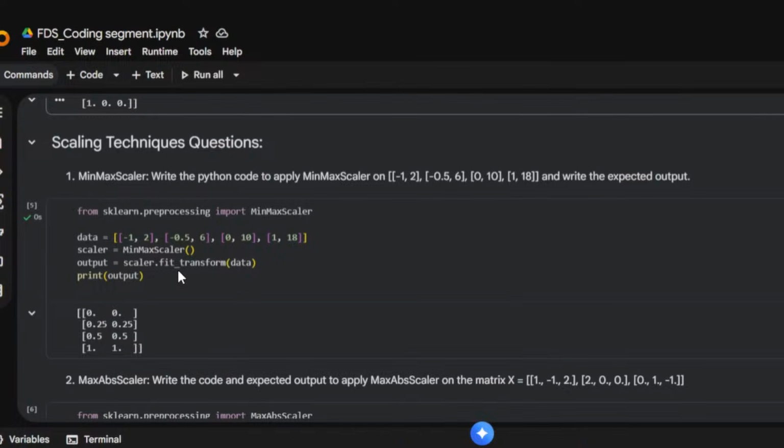So fit transform of data, we are storing the output in the output variable and then we are just printing the output. So as you can see, the output that has been produced now is scaled using the min-max scaling algorithm. Both the columns are in the same scale. The scale here is 0 to 1. For min-max, it is always 0 to 1. Yeah, so this is the output.